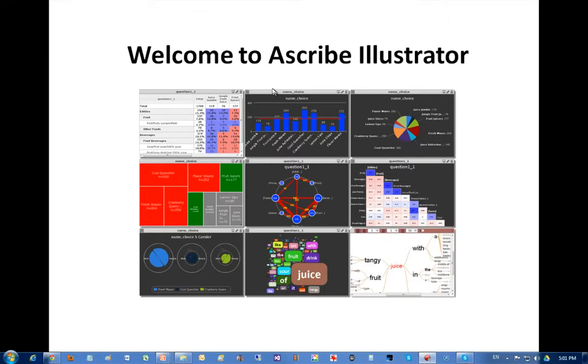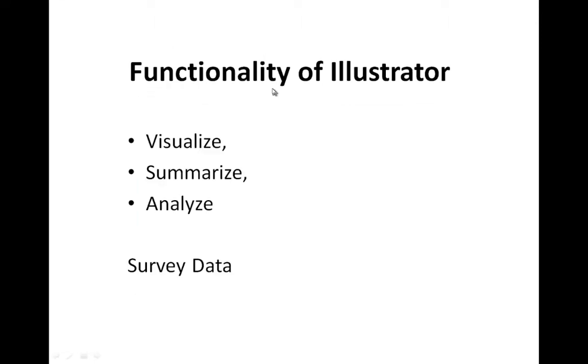Welcome to Ascribe Illustrator. In this video I will demonstrate the key concepts behind Illustrator. The main functionality of Illustrator is to visualize, summarize and analyze survey data. For those of you who have used Ascribe presentations before, it has the same purpose, the same ideas, really to display the information behind the data in the Ascribe database, but this time it's way more interactive.